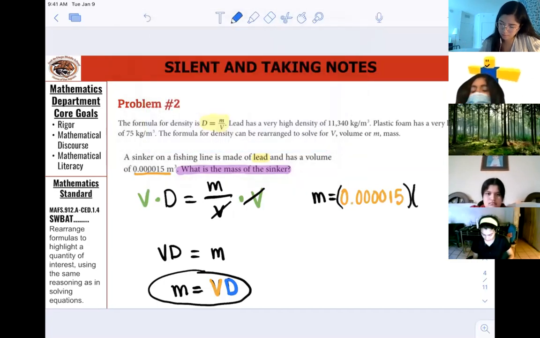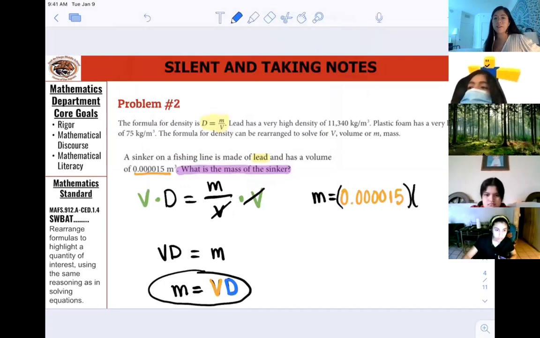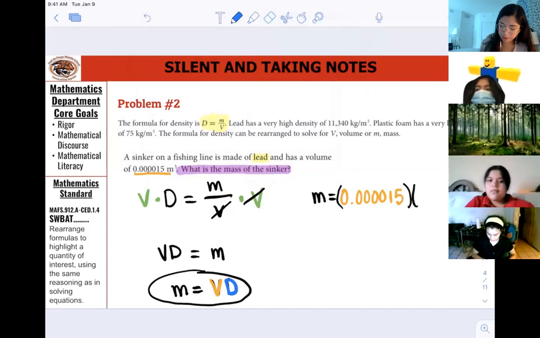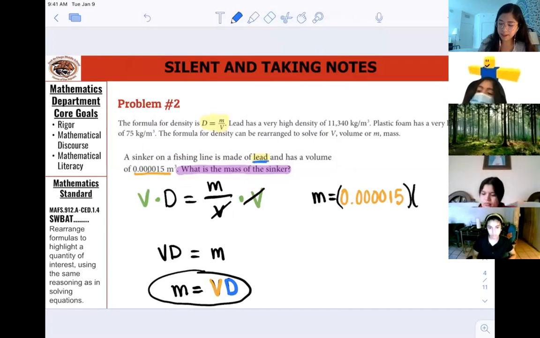75 kilograms. Is it 75? Read carefully. What material is this talking about? Are we talking about foam or lead? 11,340. Good. Okay, so read carefully. This is talking about something made of lead. So if you go back to the beginning, it says lead has a very high density. So we're looking at the lead. So that's 11,340.